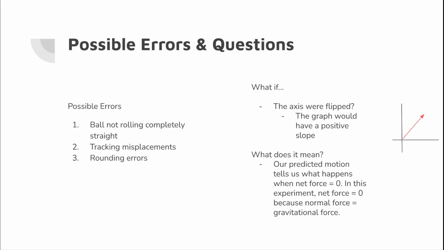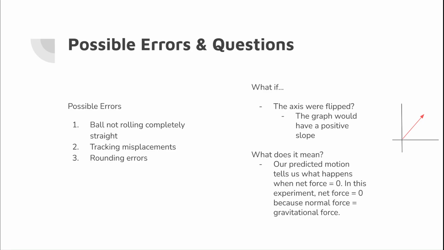Just a couple of questions we can ask about this experiment: what if the axes were flipped? Then the graph would have a positive slope. You can see that on the right with a positive linear slope. That would also occur if we rolled the ball to the right instead of to the left.